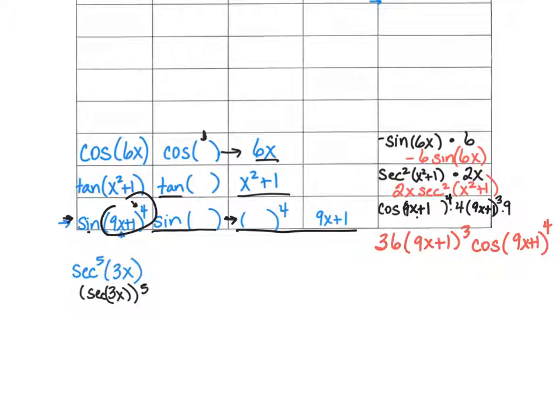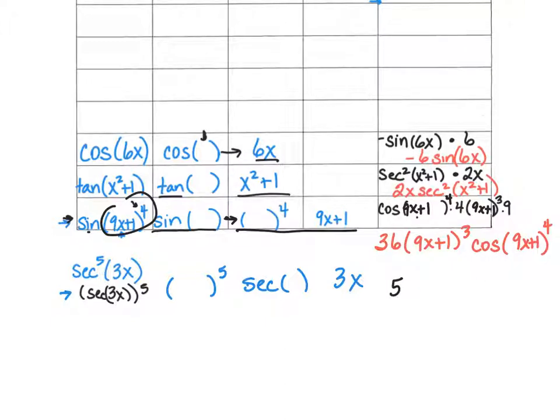See if you can figure out your 3 layers. I like to look at it this way. My outermost function is something to the fifth. Then I have the secant of something. Then I have 3x. Now really somebody could say, well, Ms. Pruitt, couldn't I just kind of say what you said, that if the power is on the outside, can I just do the power rule? Yes, because think about what I'm doing.